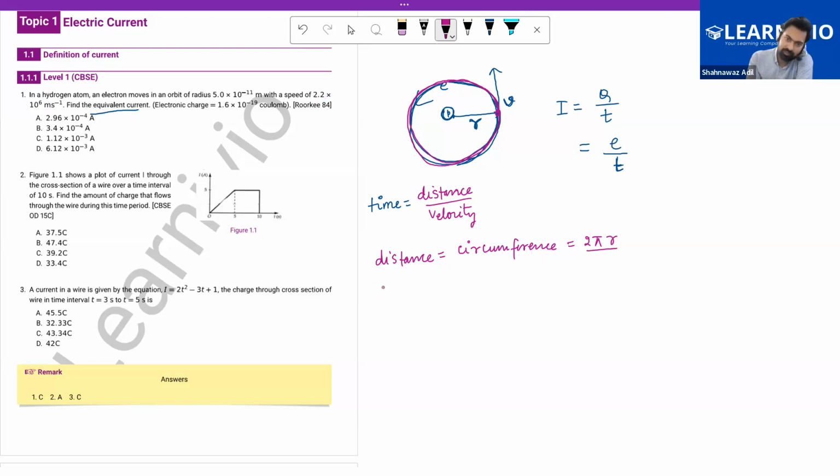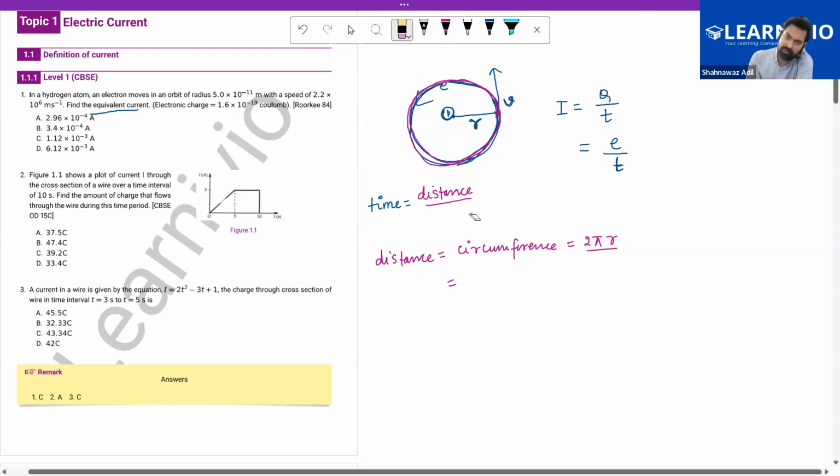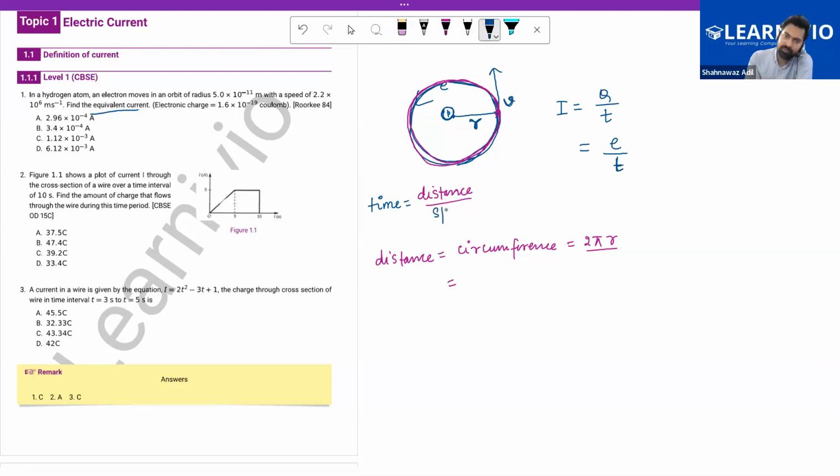So velocity, or I should write it as speed. So speed is given, which is 2.2 into 10 to the power 6 meter per second. Right. So now we have distance, we have speed, we can calculate time. So time would be 2 pi r by v, which is the speed. So let's put this value in here and then we can calculate this current.